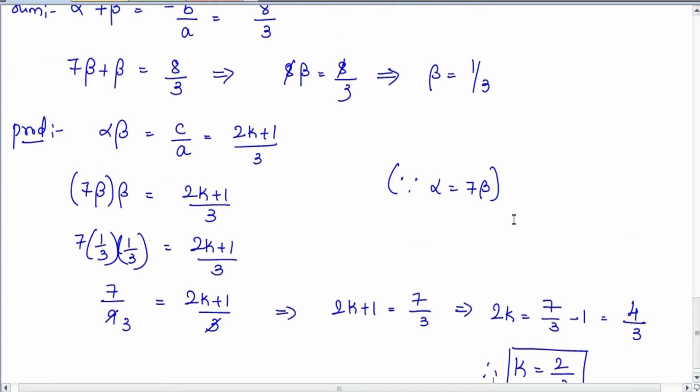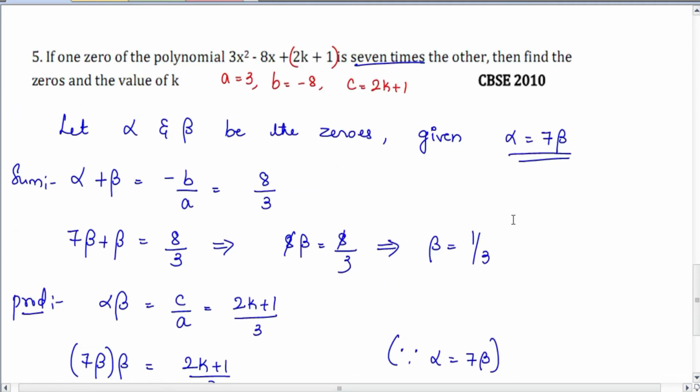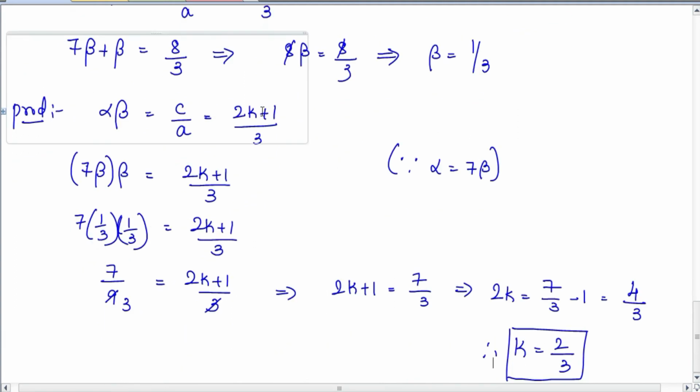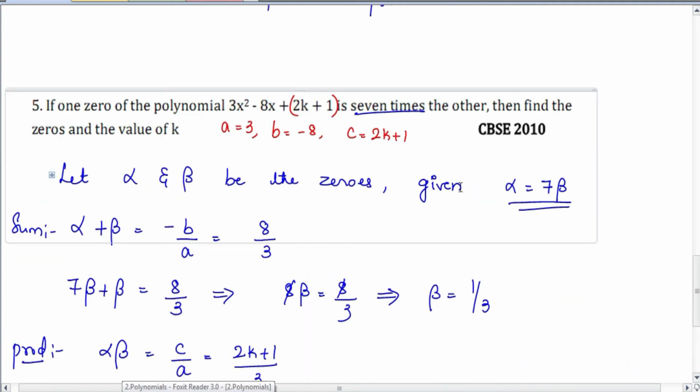So basically for most of the questions, you have to use sum and product only. Find out unknown values and then find whatever is asked for. So this is the solution for this question.